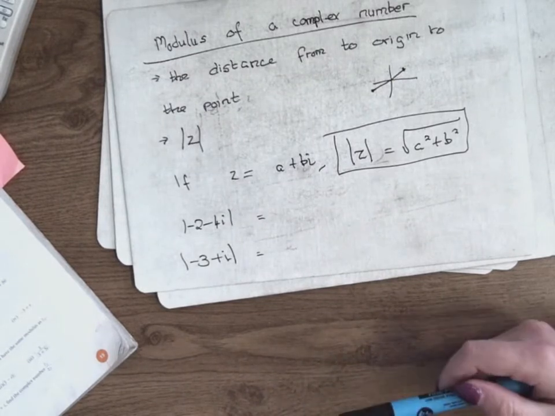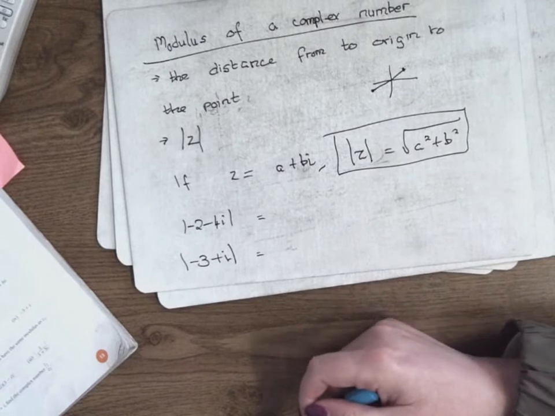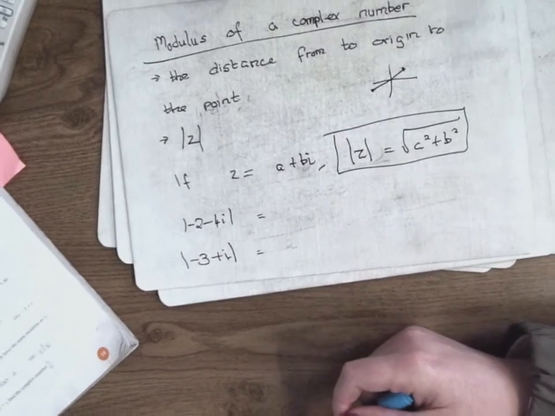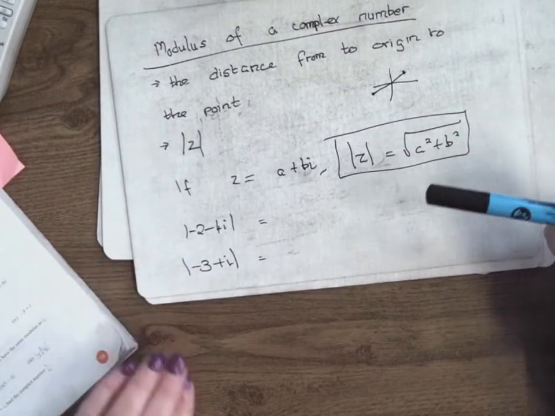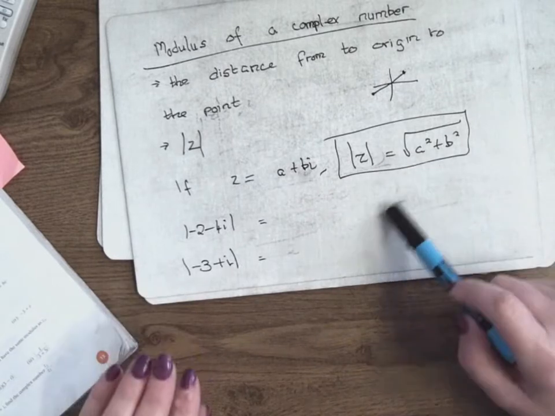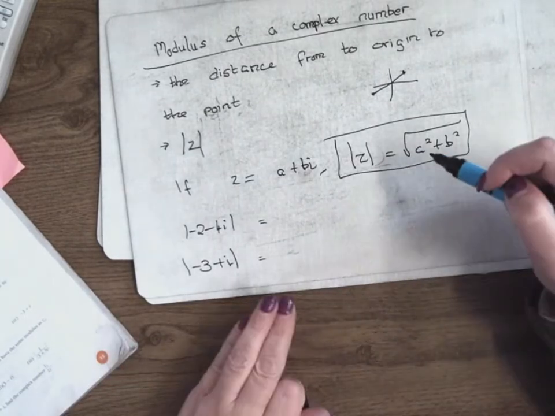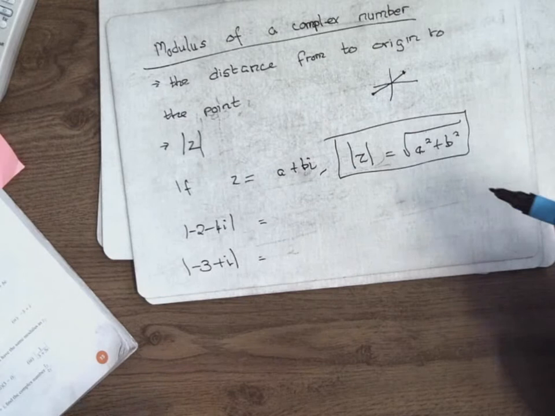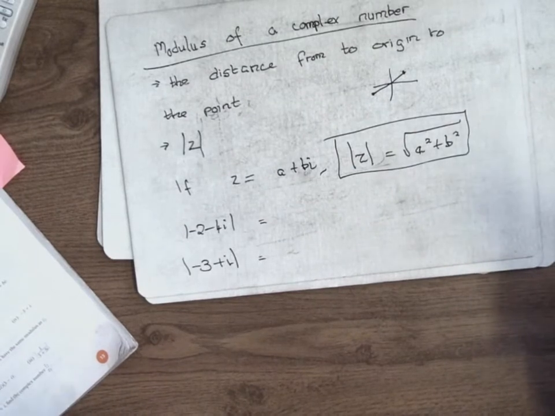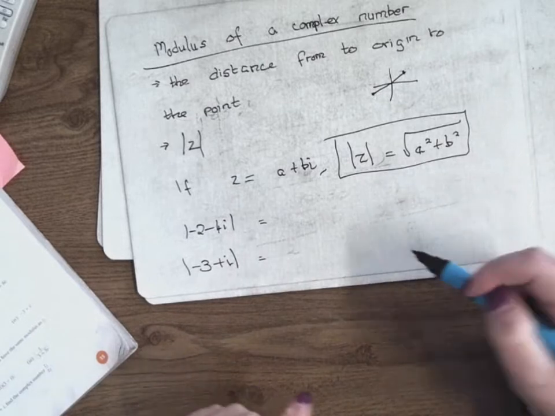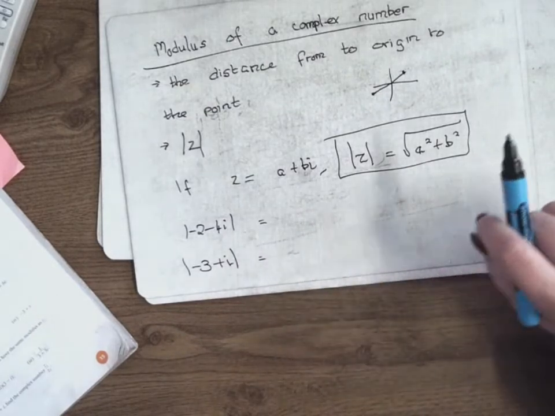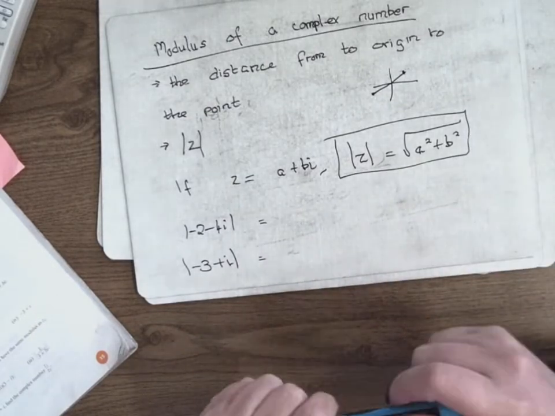We could do this before. We could just use the distance formula, and that's in effect what you're doing. It's just a shortcut. So there's a formula, it's just a shortcut, but you're actually using the distance formula from 3, 4 to 0, 0, or from minus 2, minus 1 to 0, 0. And this is the shortcut. It's a formula, it's not in the log table.